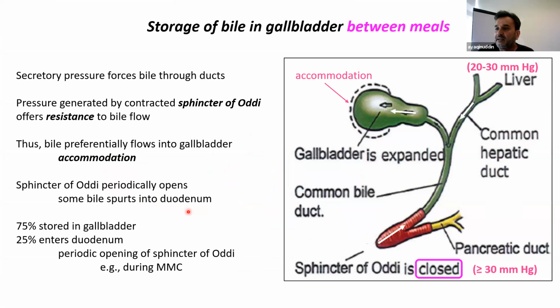Why is bile stored in the gallbladder? The reason is that at rest, when you are basically not eating, the sphincter of Oddi is closed, and there is a pressure of somewhere around 30 millimeters of Hg, and that's why the bile which is coming down has to return back and be stored in the gallbladder. So 75% is stored in the gallbladder, and 25% enters the duodenum periodically on opening of the sphincter of Oddi. As it opens periodically, it allows the bile to go into the duodenum.